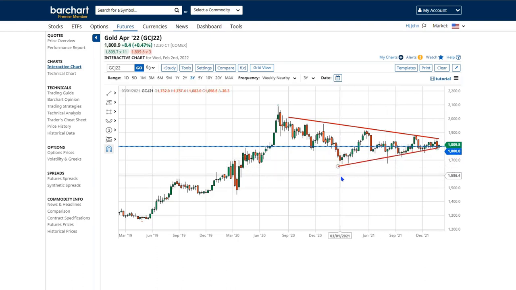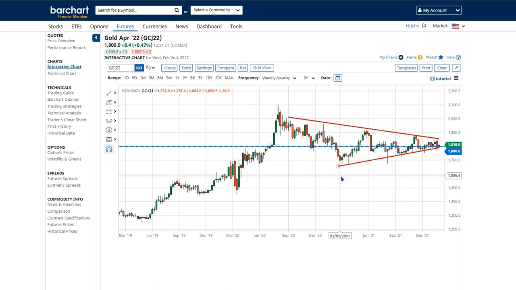And this gold is looking like it's trying to build energy to break out of this range. Now we have a sell signal in gold today. That could mean that we could be breaking out of this range, but we're not there yet.